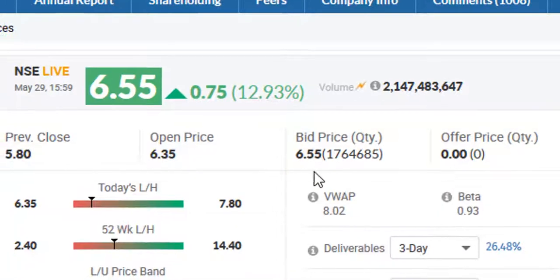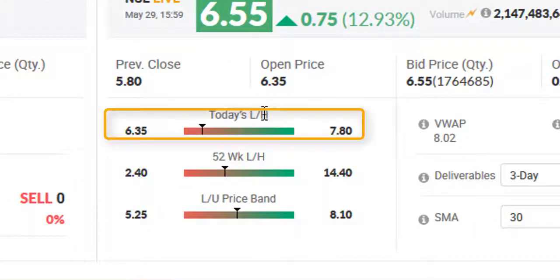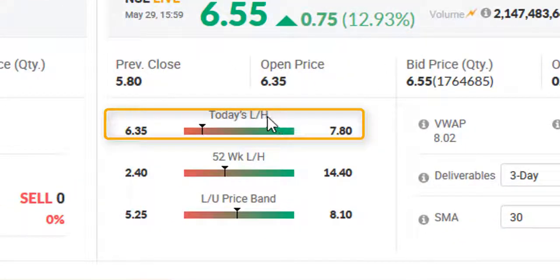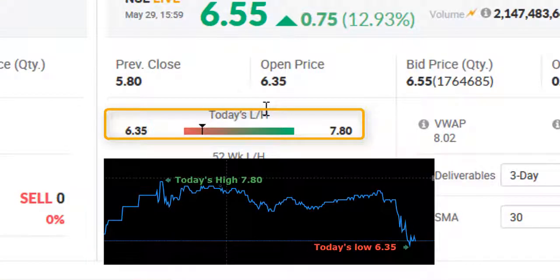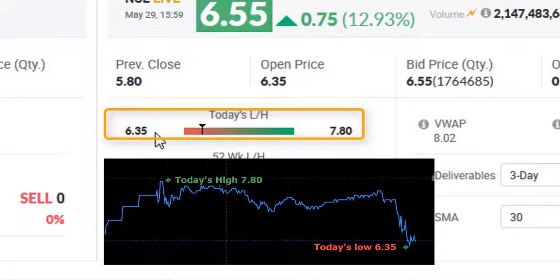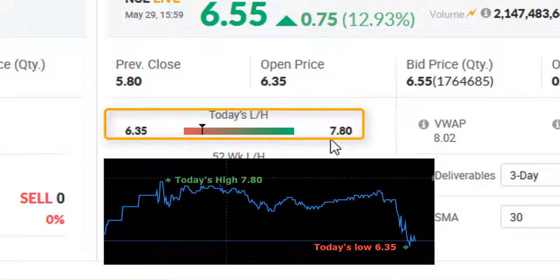Next, below that you can see today's low and high. What it means is the lowest price this stock dropped to today, and the highest price this stock reached today. For today, the stock's low was 6.35, which is also our open price. The highest price reached was 7.80, 7 rupees 80 paisa. This is the highest price reached today.